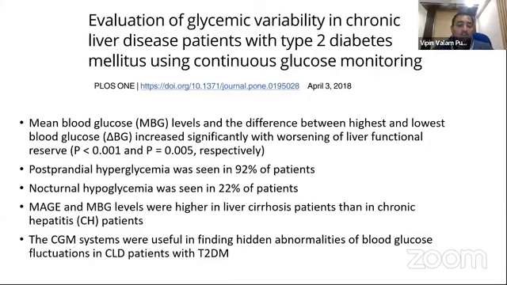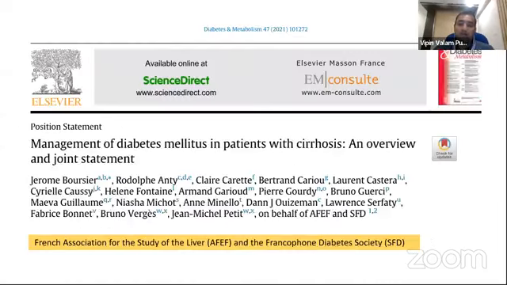And this is the beauty of a CGM device, which can identify the hidden abnormalities of glucose fluctuations in CLD with type 2 diabetes mellitus. So we can utilize more and more CGM devices to see where the defect is, and we can correct it accordingly.